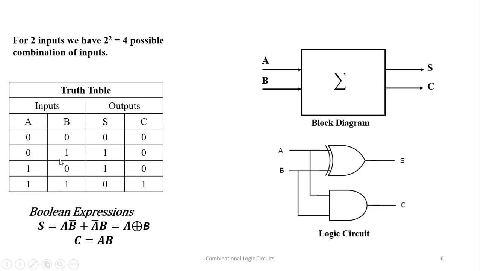So we develop these outputs by using the rules. 1 plus 0, the sum is 1 and the carry is 0. 1 plus 1, the sum is 0 and the carry is 1. So this is the table.